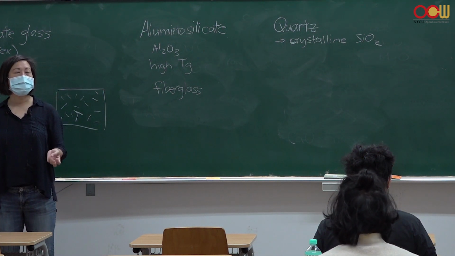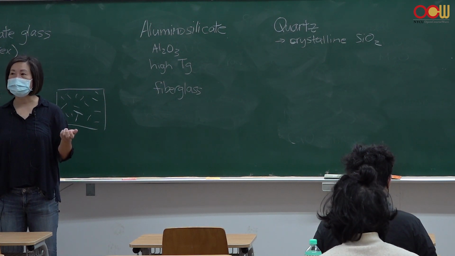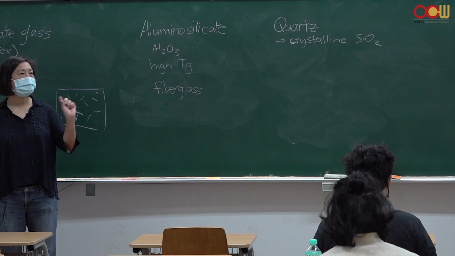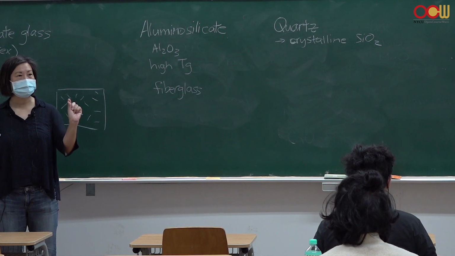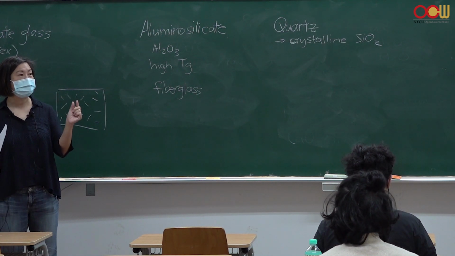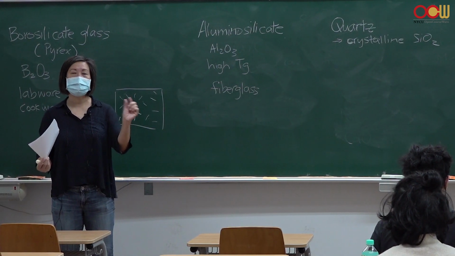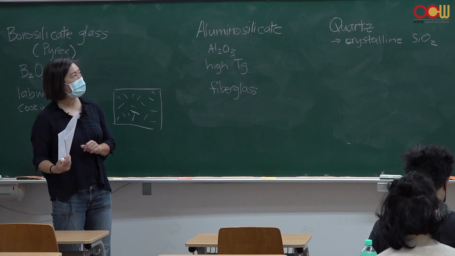And the most common one is small amounts of iron. So if you look at car glass, window glass, a lot of times you'll see a slight green tint to it, and that comes from the trace amounts of iron in the glass.